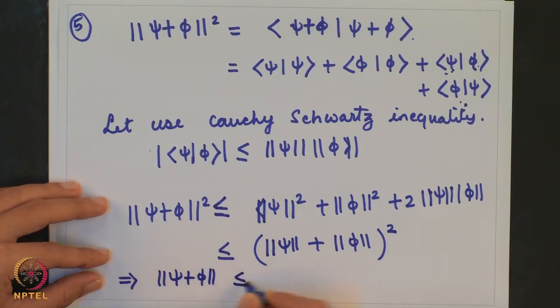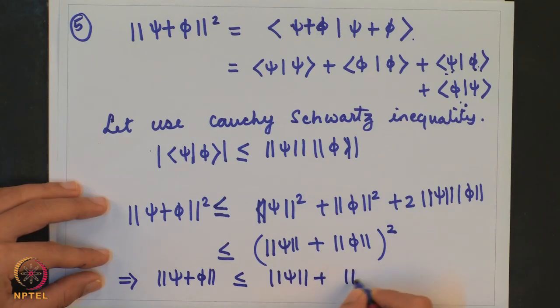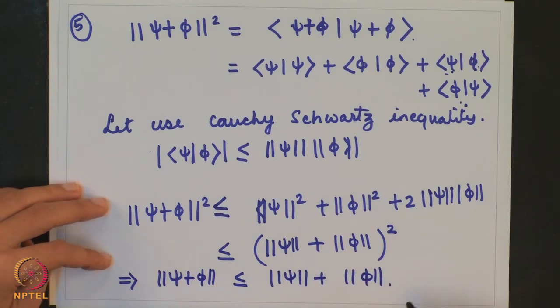which would imply the expected result: the norm of the sum is always less than or equal to the sum of the norms of the individual vectors. Okay. So, now with this I think we can stop here, and we will have more tutorial problems. What is coming up next would be linear vector space, and more interesting problems based on linear vector space we will be discussing in the next class.